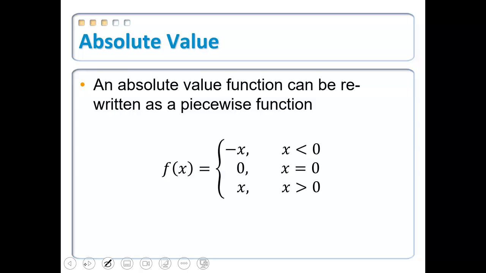That's because an absolute value is really two lines meeting at a point. Since we don't know which line includes 0, 0 is its own individual point. So we talked in piecewise about something being its own point. So 0 at x equals 0 is its own.